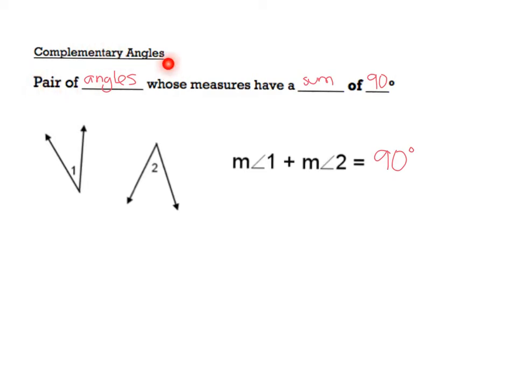So the first special pair is complementary angles. It is a pair of angles whose measures have a sum of 90 degrees. So for example, here if I have this angle 1 and this angle 2, and if I were to add them together, they would equal 90 degrees. This is also known as a right angle.